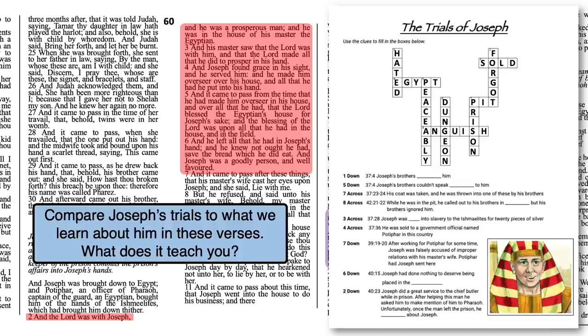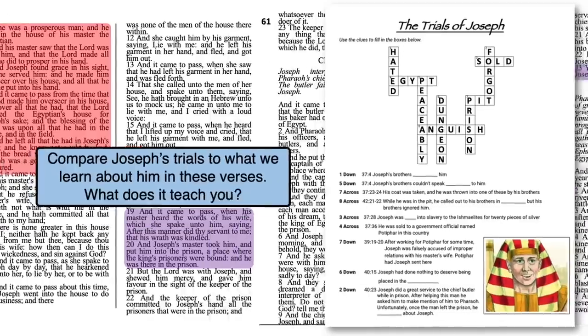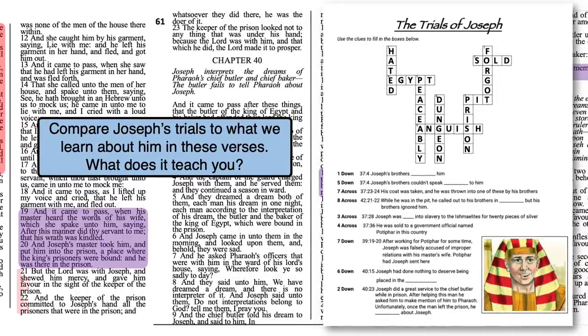And then, after being thrown into prison, Genesis 39:21 to 23, but the Lord was with Joseph and showed him mercy and gave him favor in the sight of the keeper of the prison. And the keeper of the prison committed to Joseph's hand all the prisoners that were in the prison. And whatsoever they did there, he was the doer of it. The keeper of the prison looked not to anything that was under his hand, because the Lord was with him. And that which he did, the Lord made it to prosper.